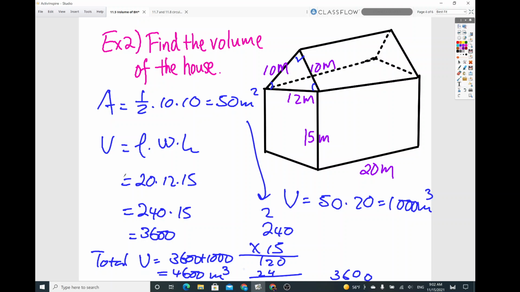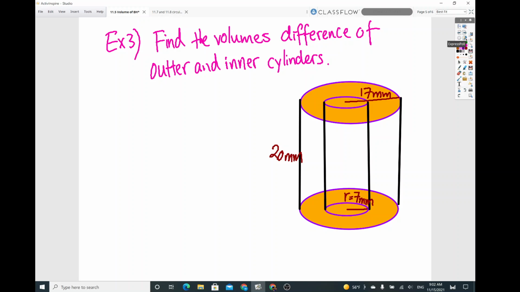Okay, so now let's see what else we have for the other one. Find the volume difference of the outer and the inner cylinder. So we need to get the volume of this shaded region here. So imagine this one is like a paper towel or toilet paper roll. So you want to find the volume bounded by the inner cylinder and the outer cylinder. So we do know that the outer radius is 17. So find out the volume.